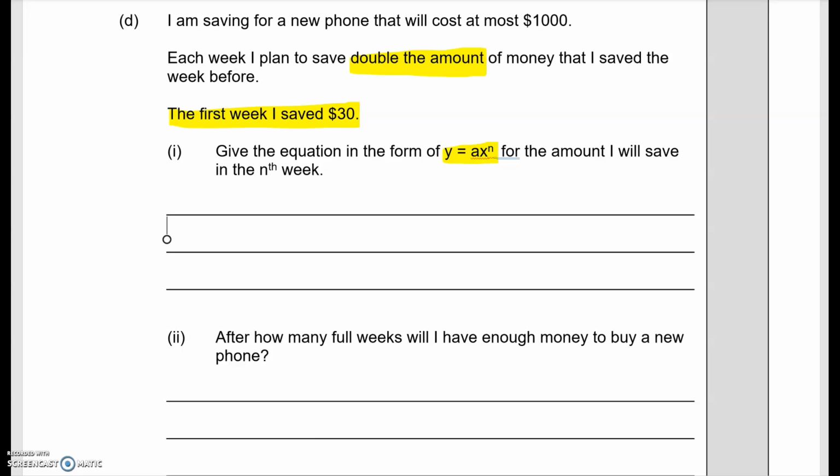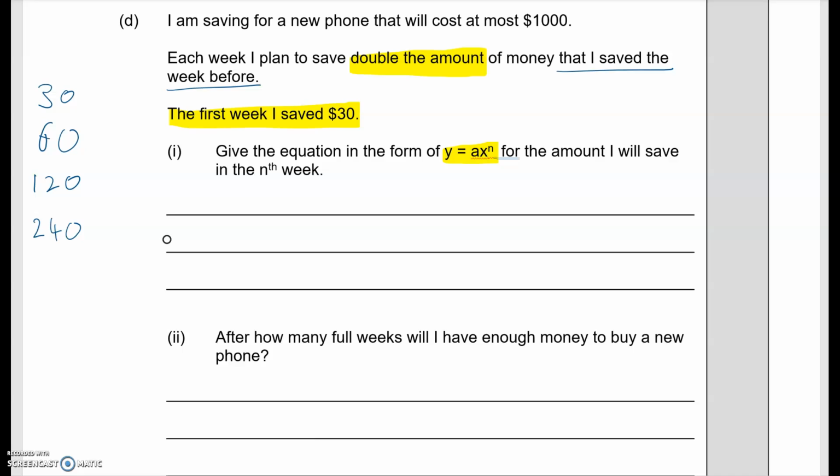Okay, there's a bit going on in this question. So we need to try to work out what the question's asking. I'm just going to start by jotting some numbers down. So the first week I save $30. And the next week I save double that, 60. Double what I saved the week before, so I'll double it again to 120. Double again to 240. So it's doubling each time.